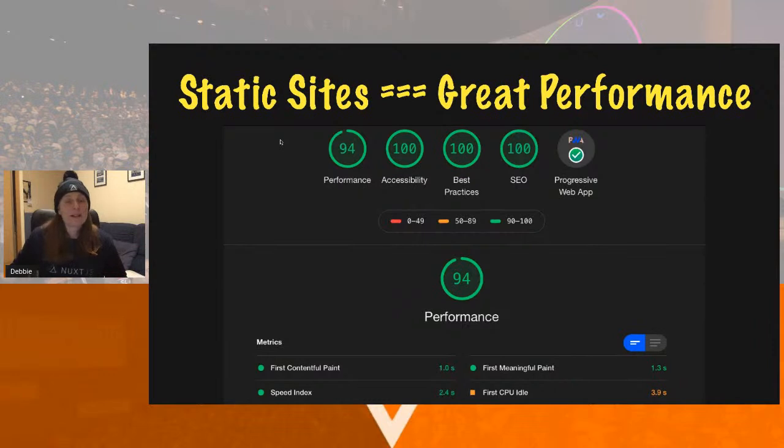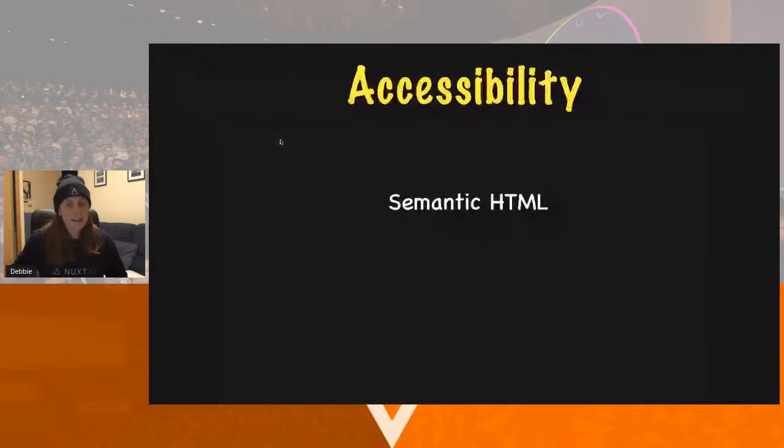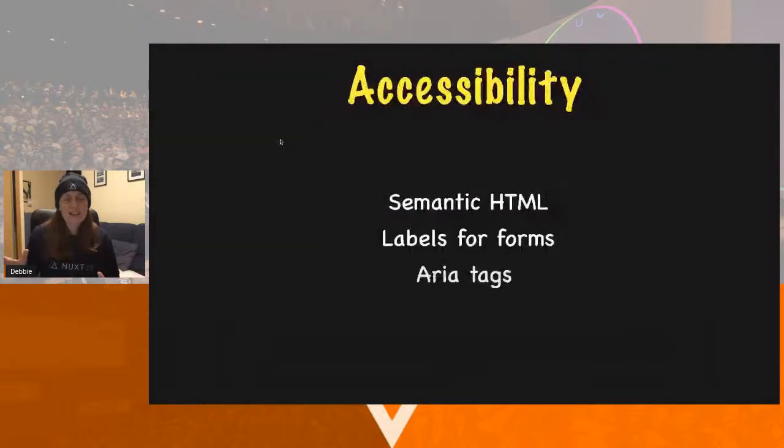Also, when you're building your websites, it's important to work on accessibility, best practices, and search engine optimization as well. If you're looking at accessibility, you need to write semantic HTML, labels for forms, ARIA tags, and alt tags. And you're all probably saying, Debbie, we know all that, but are you actually implementing it correctly on all your sites? Because sometimes we can be a little bit lazy. So just keep that in mind.